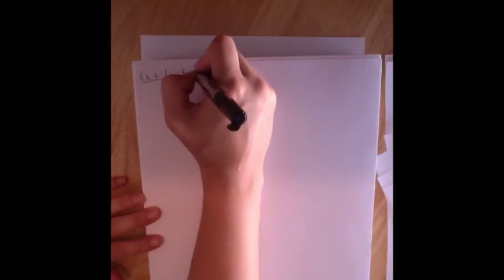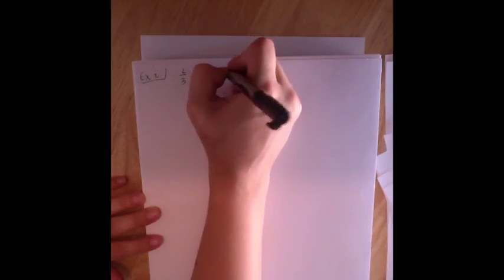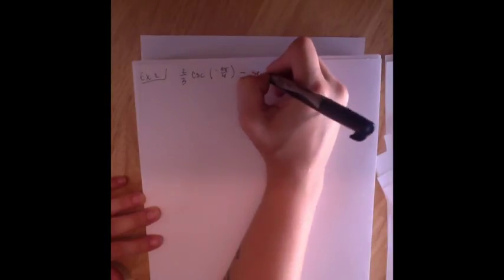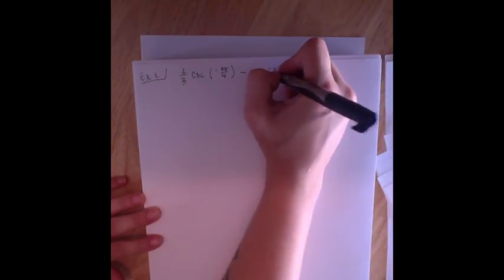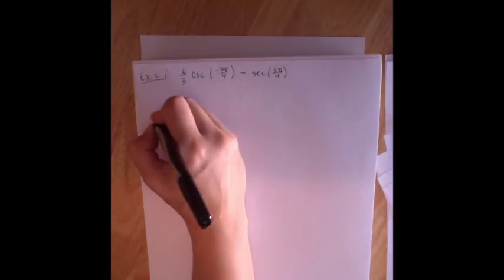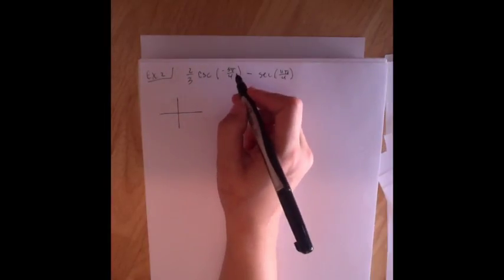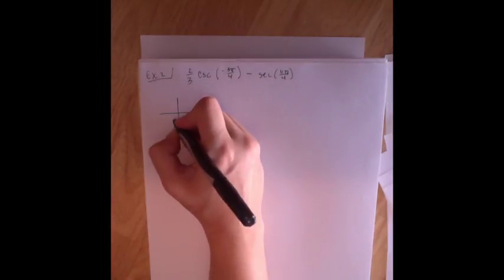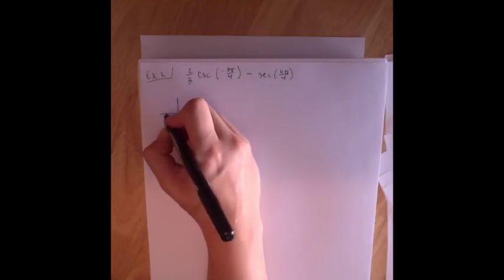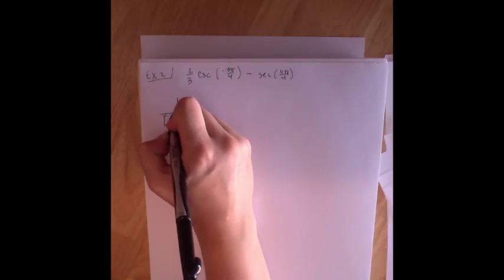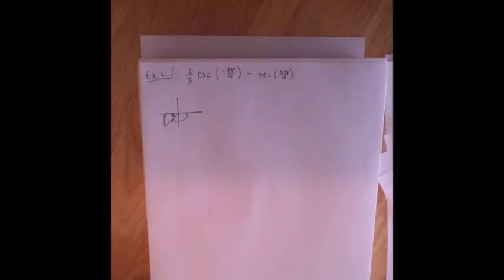Now, let's do an example with radians. We're going to have 2/3 cosecant of negative 3 pi over 4 minus the secant of 11 pi over 4. So you need to know your radians just as well as your degrees. So negative 3 pi over 4 we know puts us over here. And that relates to our 45, 45, 90 triangle, or a pi over 4, 90 triangle.